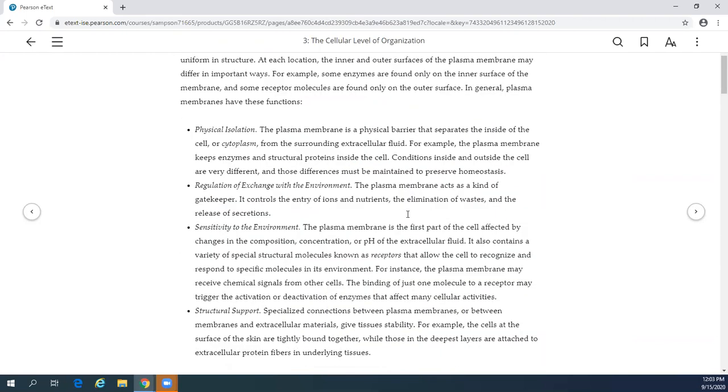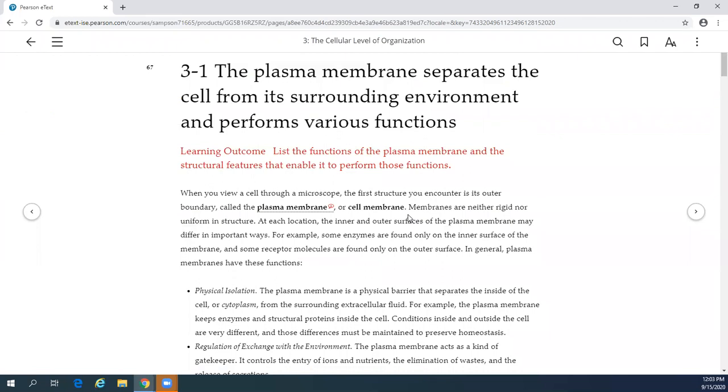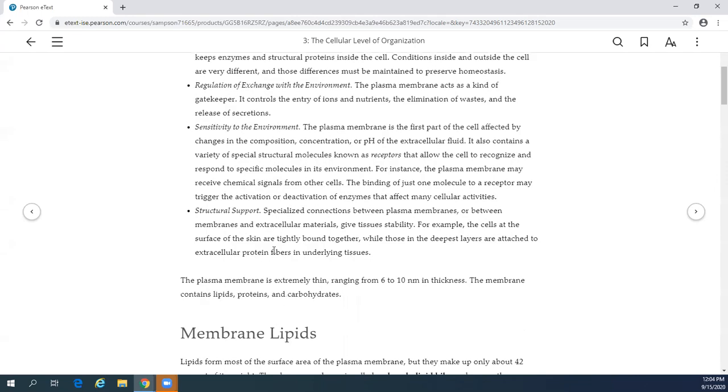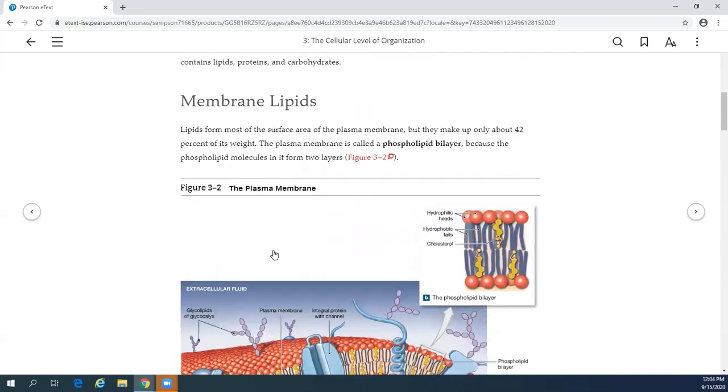Okay, so 3.1. This is the plasma membrane, or the cell membrane. Remember, we don't have cell walls. We don't have cell walls, that's in plants. So the plasma membrane creates physical isolation, regulates exchange with the environment, is sensitive to the environment, and provides structural support, which makes sense.